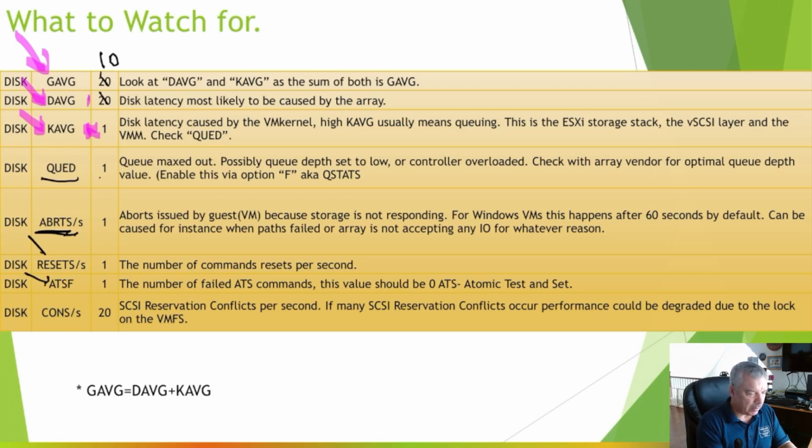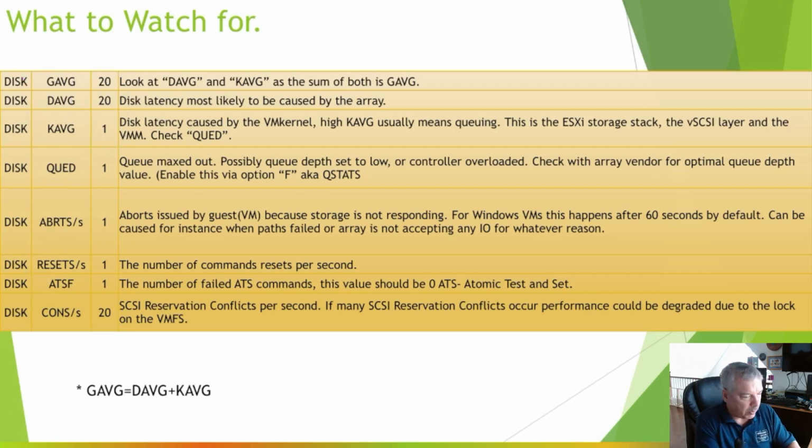And this is the number of SCSI reservation conflicts. They're saying here 20. I'll be honest with you, if this is high, you're going to see some latency issues as well. So to me, the big one I'm going to look at is usually these latencies. That's really what it boils down to.